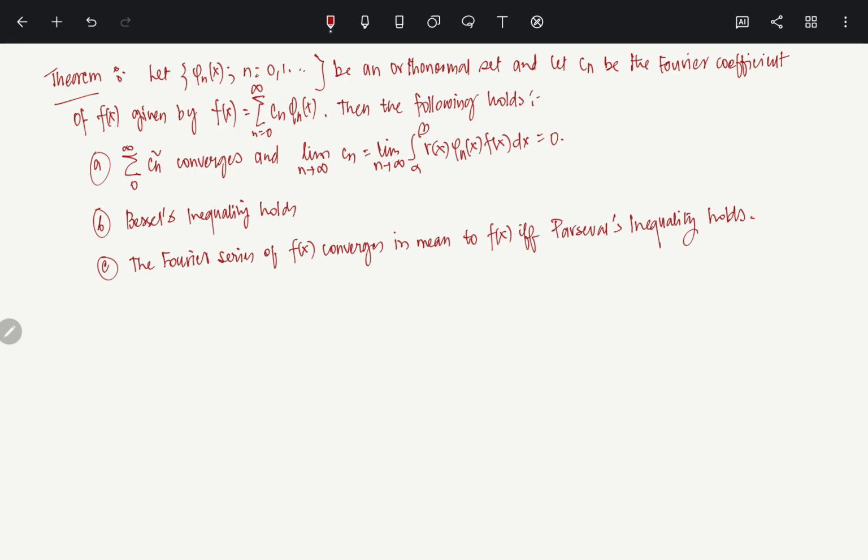So if you want to produce different Fourier series, where are you going to get the supply of f of x? Those supplies we can get using the Sturm-Liouville boundary value problems. Okay, so with this I am going to end the video.